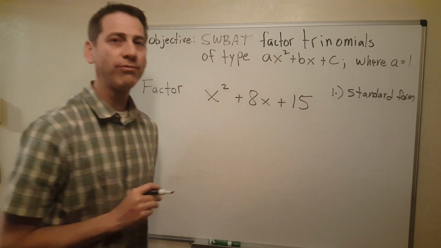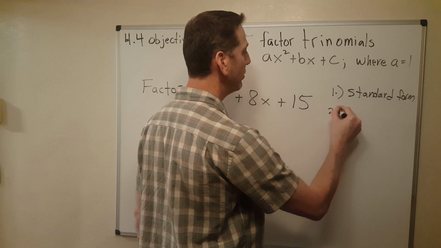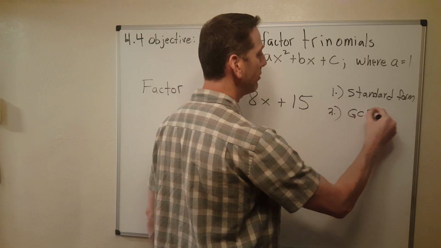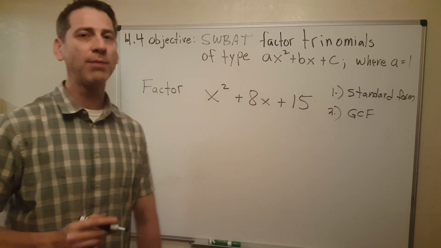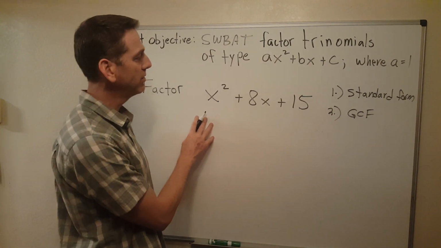Make sure it's in standard form. That means descending order. Step 2: find a GCF, a greatest common factor, if you have one. Okay, do I have a greatest common factor?